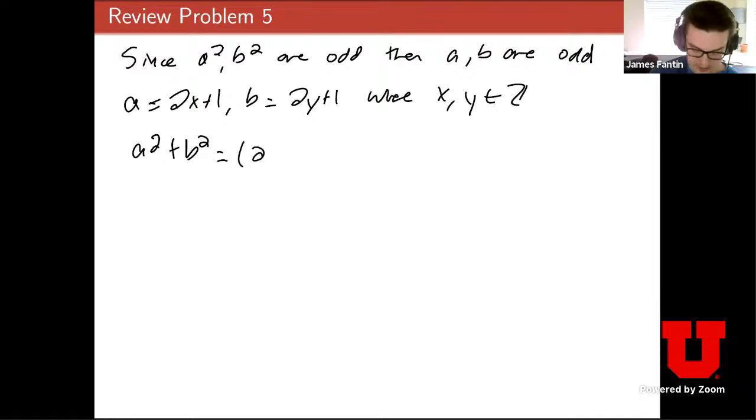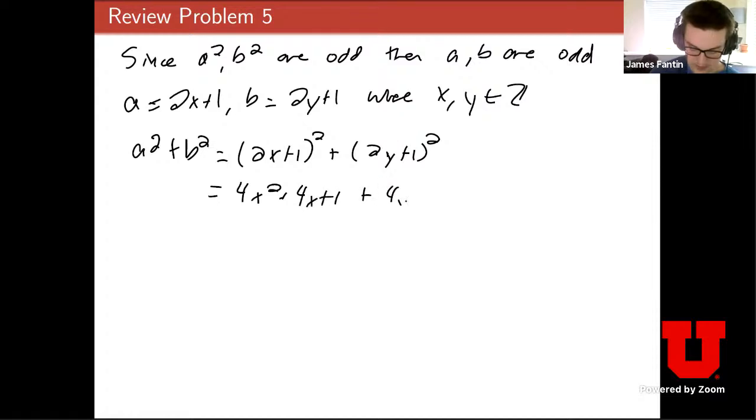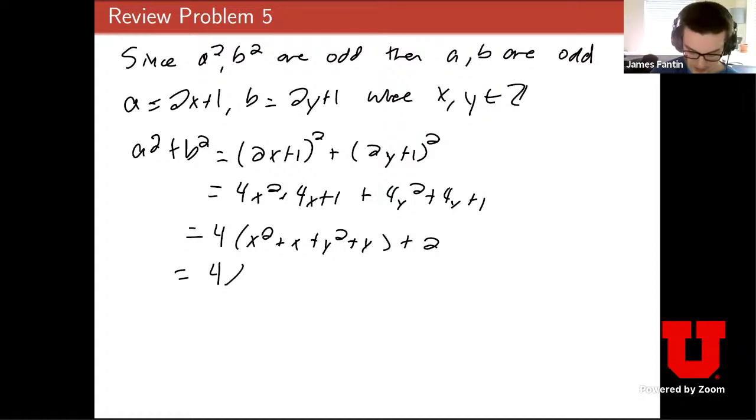So we can take a look at this, and we just expand these using the definitions we said for A and B. So we'll get 4x squared plus 4x plus 1 plus 4y squared plus 4y plus 1. If we factor 4 out, this will be 4 times x squared plus x plus y squared plus y, plus 2, which is equal to 4l plus 2, where l is equal to the stuff on the inside.